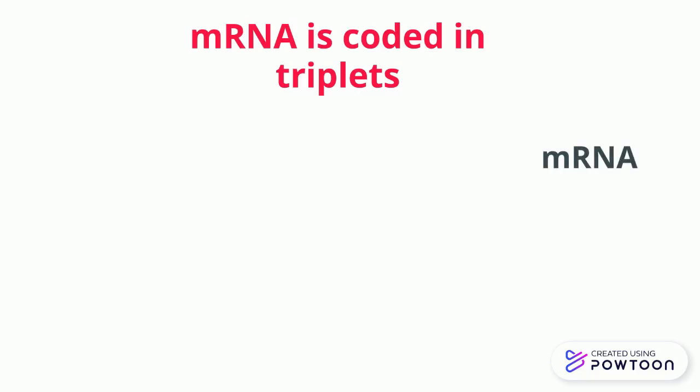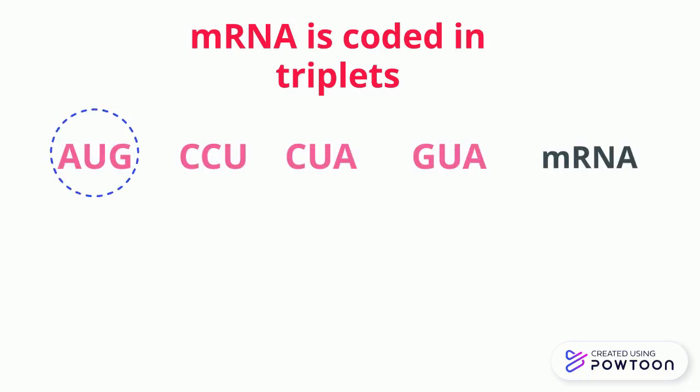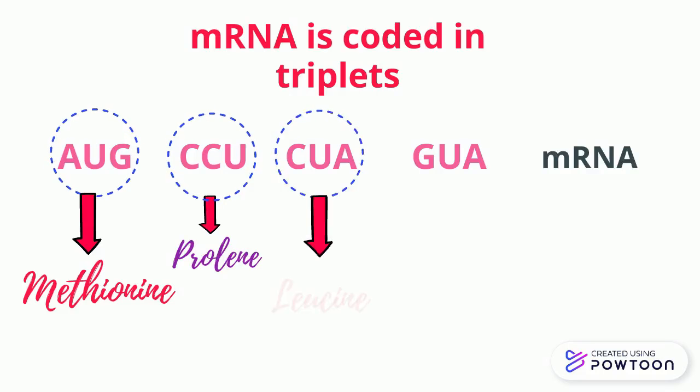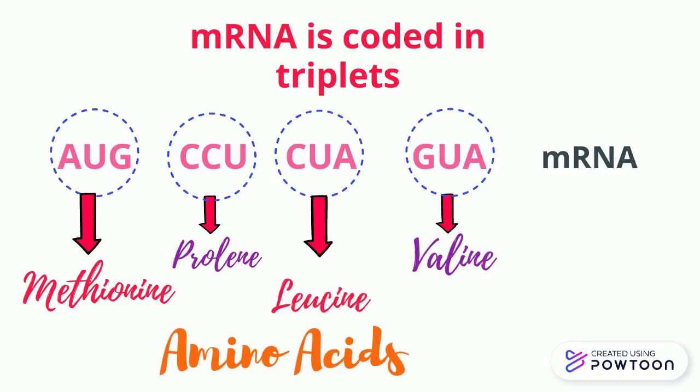mRNA will code in triplets. AUG, which is a start codon, pairs up with methionine. Then I have CCU, and it pairs up with proline. Then CUA pairs up with leucine. And lastly, GUA pairs up with valine. These 4 are the amino acids.